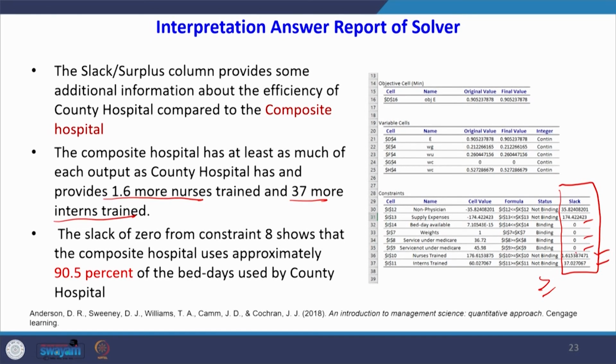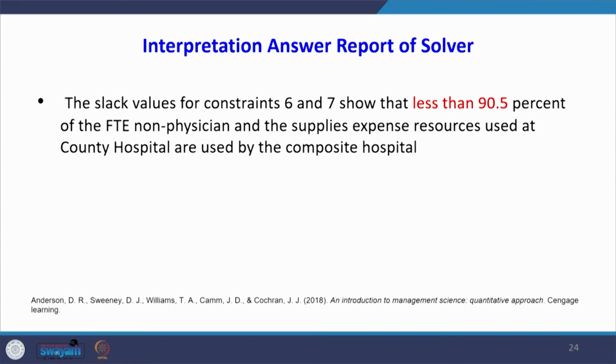What is the meaning of slack 0? The composite hospital utilized only 90.5 percentage of the bed days available for the county hospital and it achieves equivalent output of county hospital. So, we say the composite is more efficient, that is why county becomes inefficient, that is the meaning of this 0 slack. Now, the slack variable for constraints 6 and 7 shows that less than 90.5 percentage of full time employees of non-physicians and supplies expenses resources used at county hospital are used by the composite hospital.